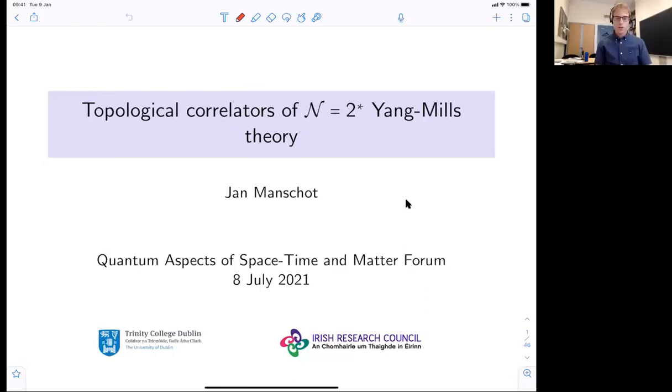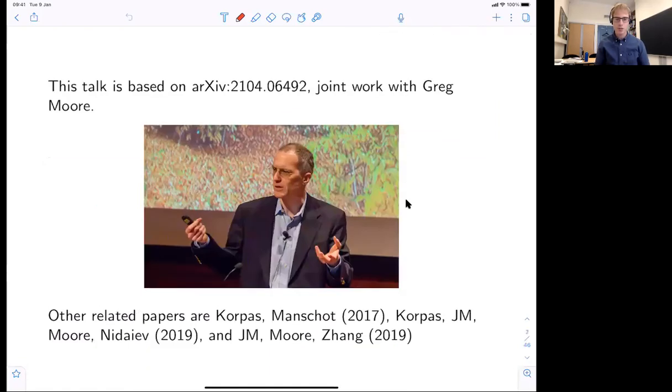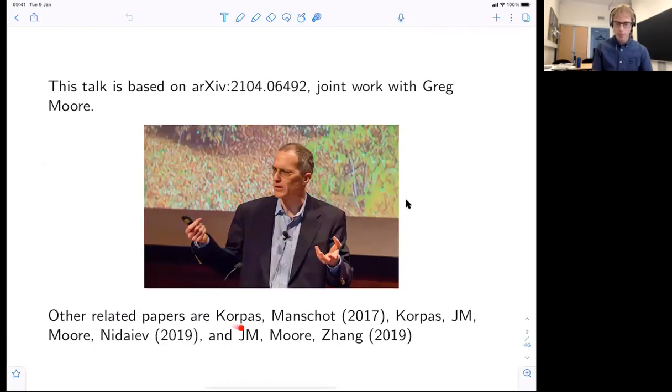So I plan to talk today about topological correlators of N=2* Yang-Mills theory, and this talk is mostly based on a paper which came out in April. It was joint work with Greg Moore. You see here a picture where he was speaking on a similar topic. And a few other related papers were the papers by George Korpas and myself in 2017, and papers from 2019 with Greg Moore and Yuri Yudayev, and also a paper with Xinyu Zhang in 2019.